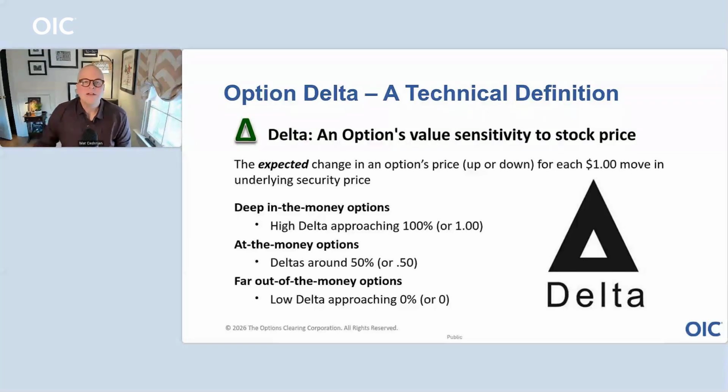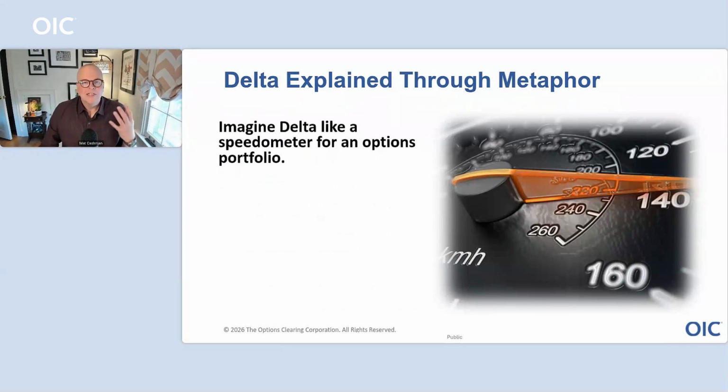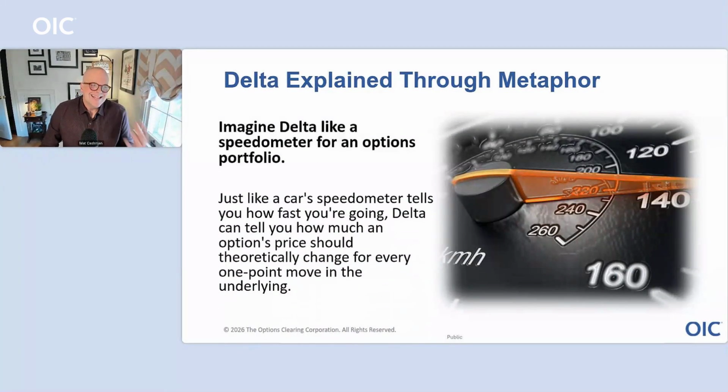When you think about delta, like I said, I want you to think about it like the speedometer of your options position. Just like a car speedometer tells you how fast you're going, delta can tell you how much the option should change in price terms for every 1 point move in the underlying. So now that we have an idea of delta, let's think about it as it pertains to extrinsic and intrinsic value.